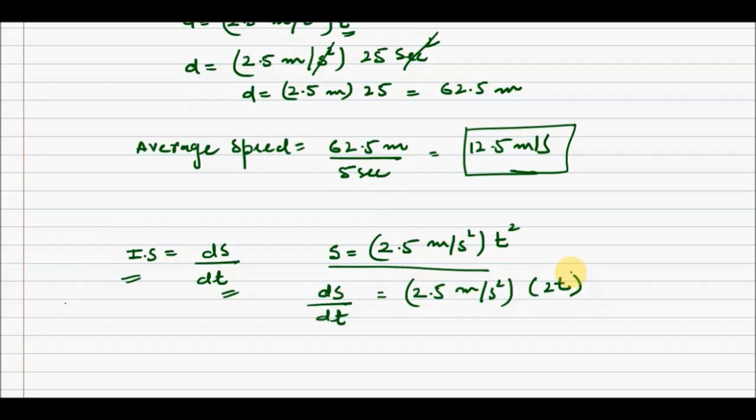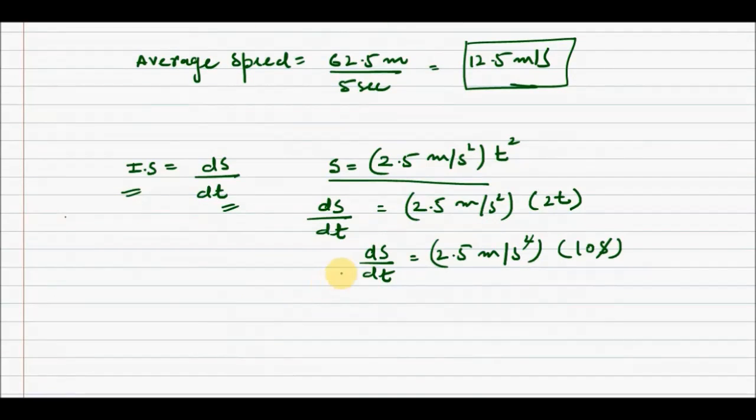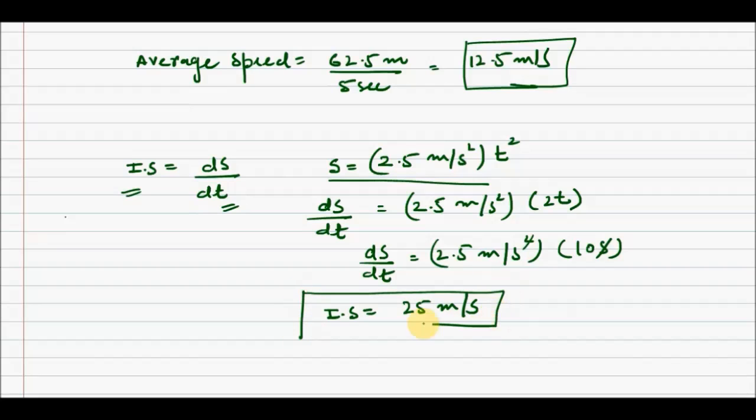Now we need to calculate the instantaneous speed at t is equal to 5 seconds. So I'll substitute the value 5 for t, and I'll get ds over dt as 2.5 meters per second square into 10 seconds. Now this s and this s cancel out, and the instantaneous speed I get is simply 25 meters per second, right? So this is our instantaneous speed. I hope that you have understood this problem easily.